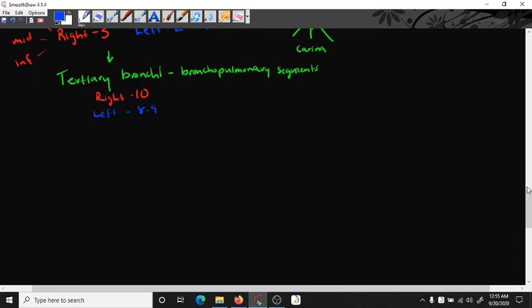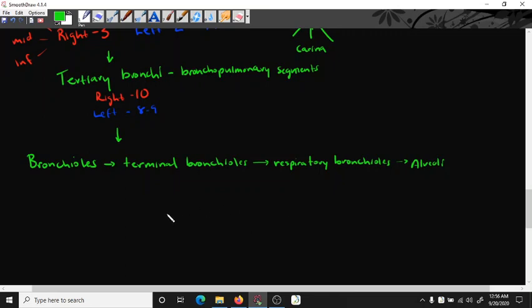Now, each of these tertiary bronchi further divide several times, and they divide into what we call bronchioles. And these bronchioles will further divide into what we call terminal bronchioles, and then these terminal bronchioles further divide into what we call respiratory bronchioles. And these are the ones that lead to the alveoli. And so these are getting smaller and smaller. As we divide, they keep getting smaller and smaller.